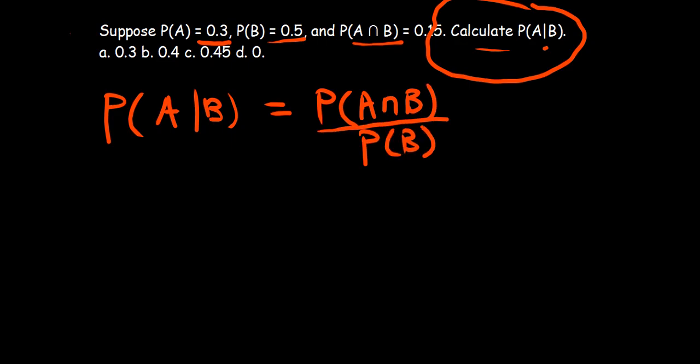B. So what we are going to do here is get the value for the probability of A intersection B, which is 0.15. Then we're going to divide this by the probability of B, which is 0.5. Okay, so when you punch this into your calculator, you get 0.3.